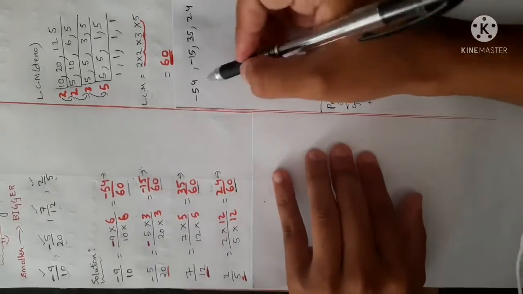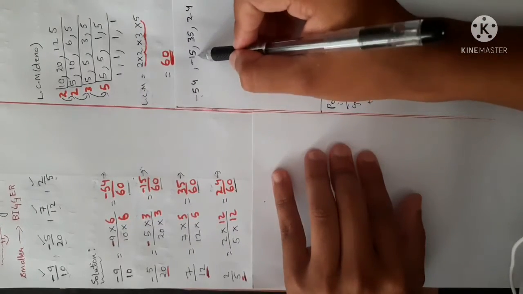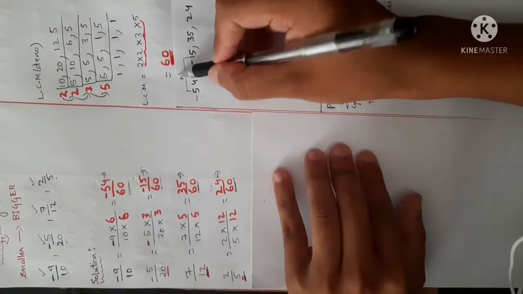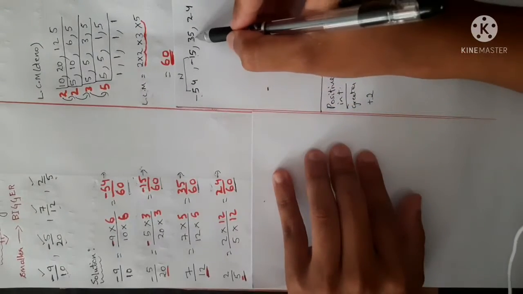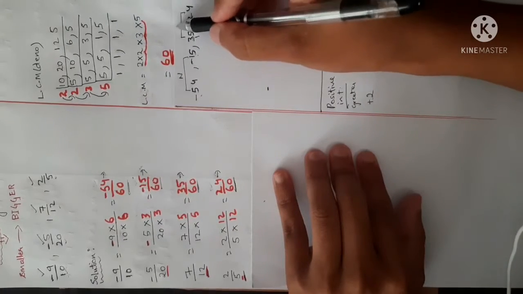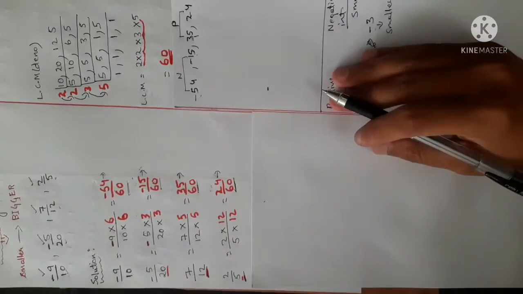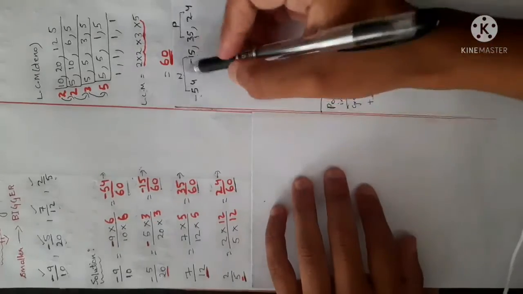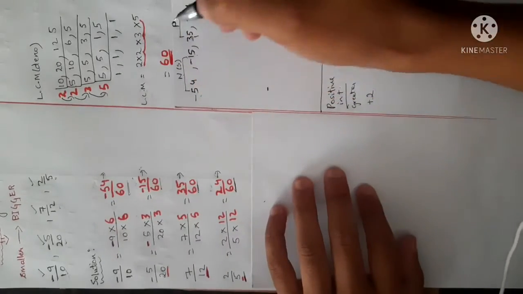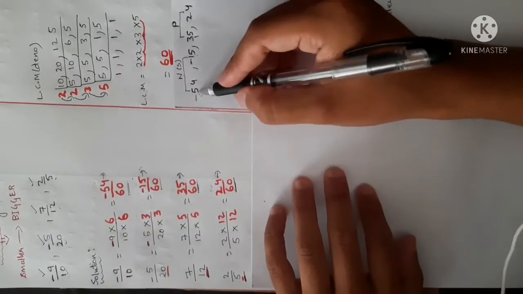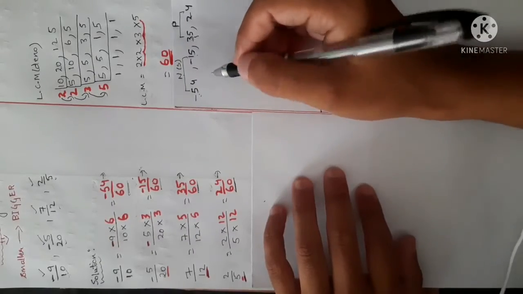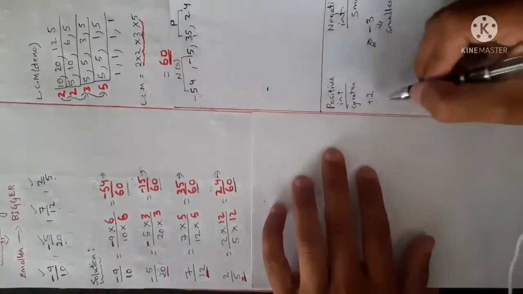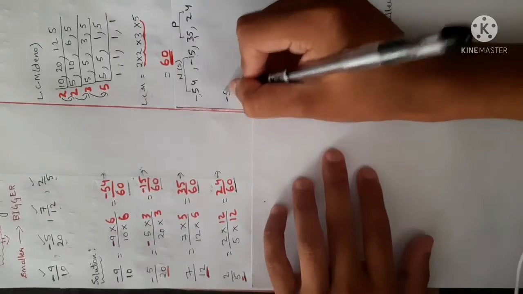So here we have minus 54 and minus 15. These are negative integers. And 35 and 24 are positive integers, isn't it? So definitely a negative integer is the smallest. So which is smaller, minus 54 or minus 15? Definitely minus 54 is the smallest, isn't it?